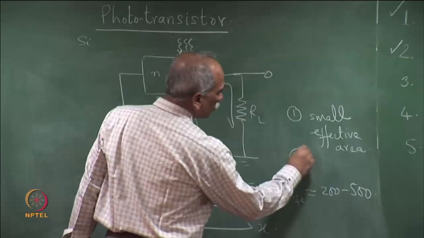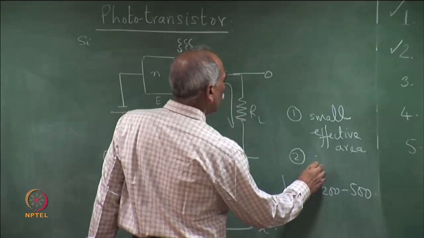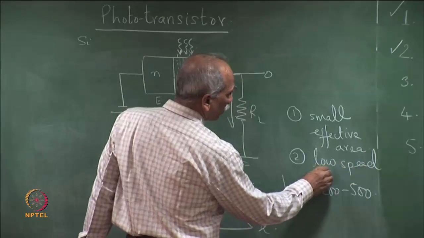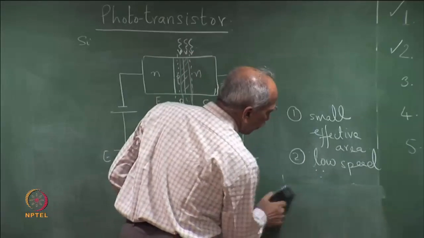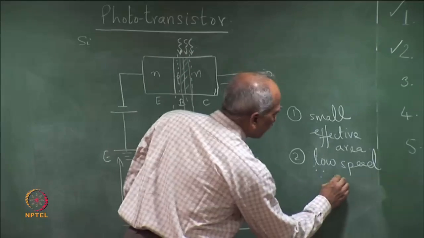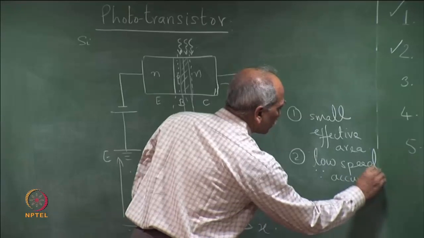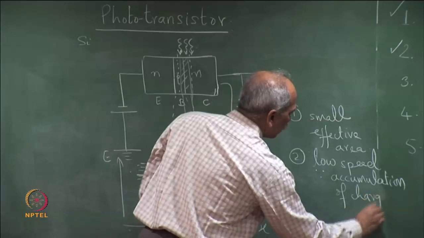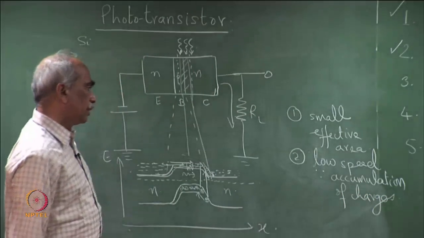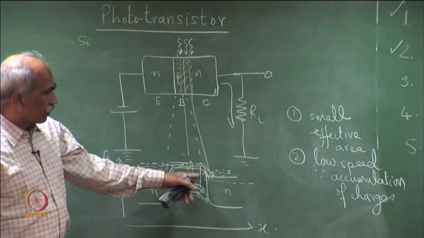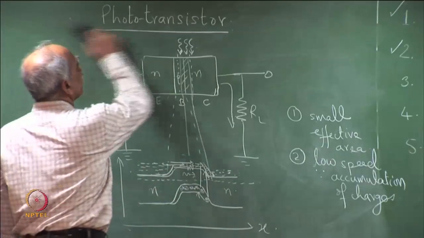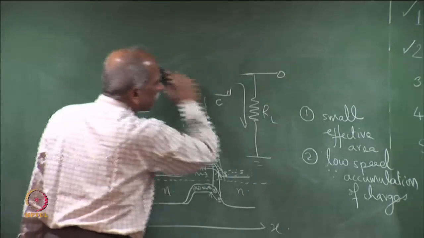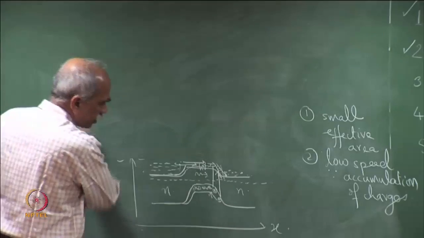and two, low speed device, low speed because of accumulation of charges in the base region. So, this is a device which is used for many simpler applications, primarily due to the photocurrent gain which is available with phototransistors.